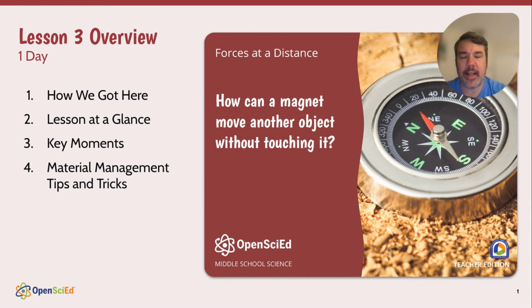Today, we are going to take a look at lesson 3 from the unit Forces at a Distance. This is a cool investigation lesson. It is going to really help students puzzle over what's happening between maybe two magnets or a magnet and an iron object. And so this is a lesson that's going to leave students with probably a lot more questions than answers, which is super, super fun. So let's get into it.